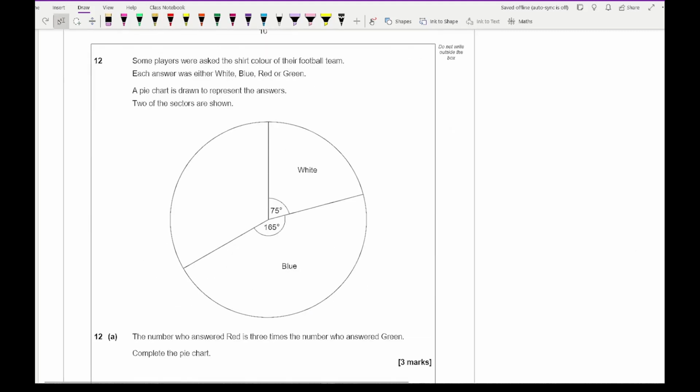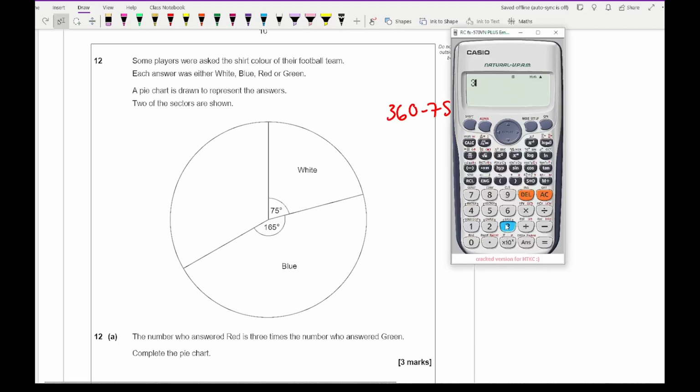Moving on to question 12, it says some players were asked the shirt colour of their football team. Each answer was either white, blue, red or green. The pie chart is drawn to represent the answers. The two sectors are shown. And it says the number who answered red is 3 times the number of those who answered green. Complete the pie chart. So first things first, we need to work out what the angles are. If we do 360 minus 75 minus 165, again on the calculator, that equals 120.